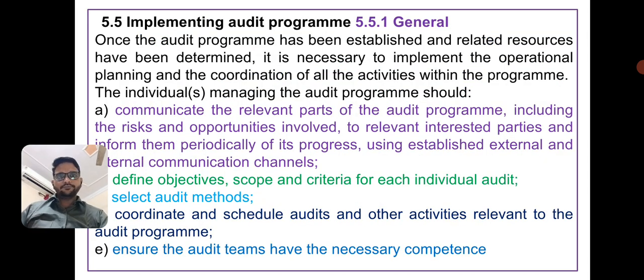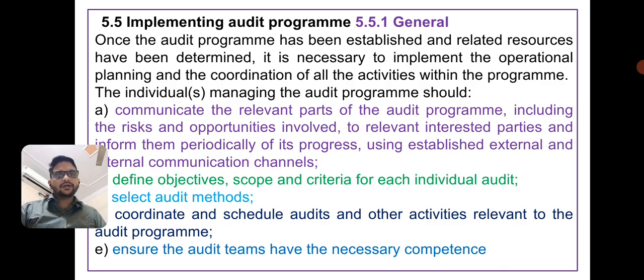Next is clause 5.5, that is implementing the audit program, and subclause is 5.5.1, that is general requirements of implementing the audit program. What are the general requirements? Once the audit program has been established and related resources have been identified and determined, it is necessary to implement the operational planning and coordination of the activities within the program. The individual managing the audit program should consider the following things. First is communicate the relevant parts of the audit program, including the risk and opportunity, to relevant interested parties and inform them of its progress.